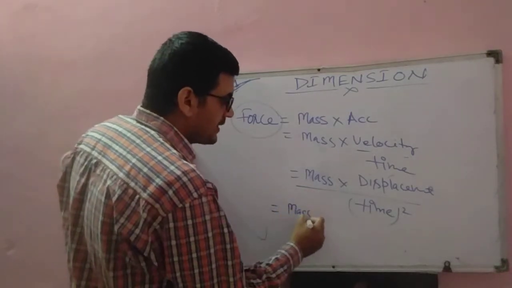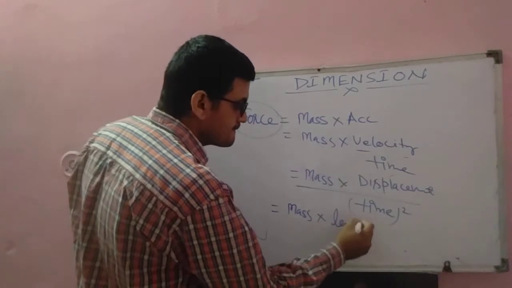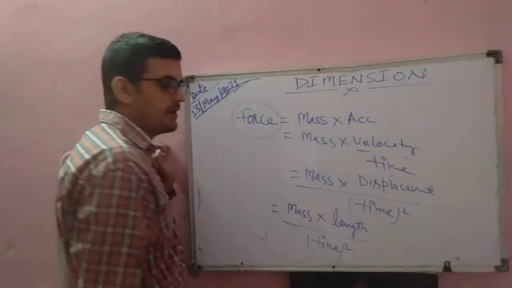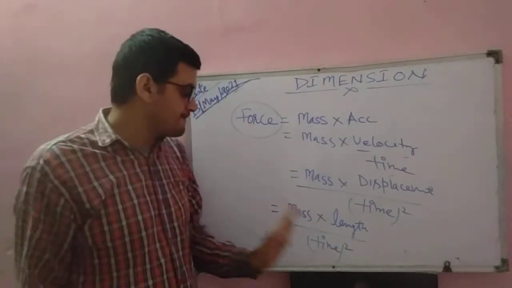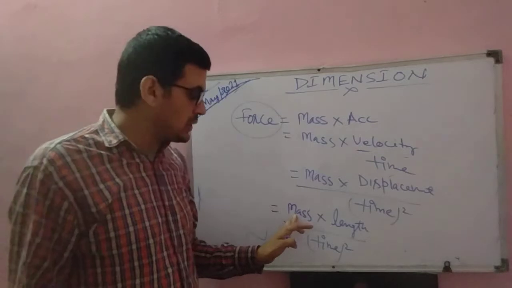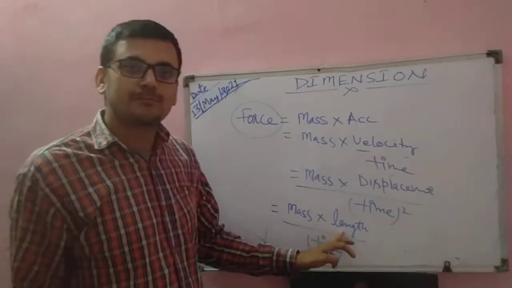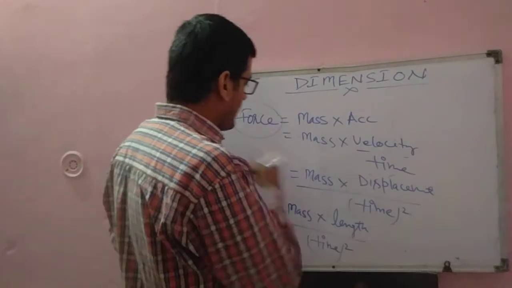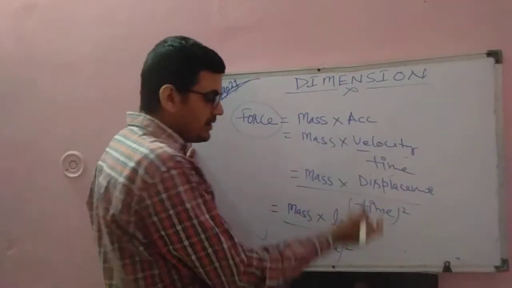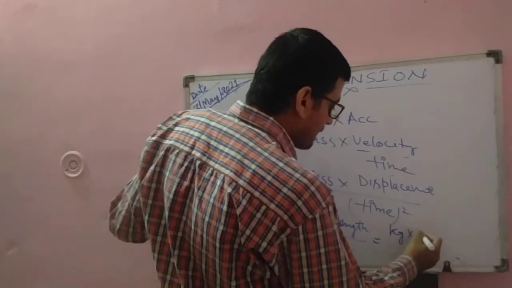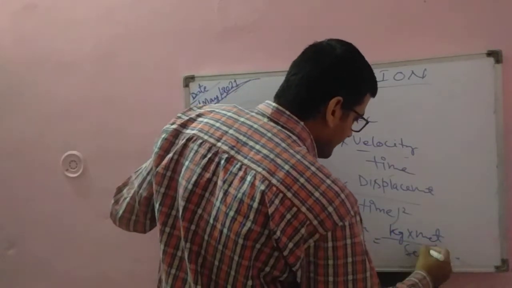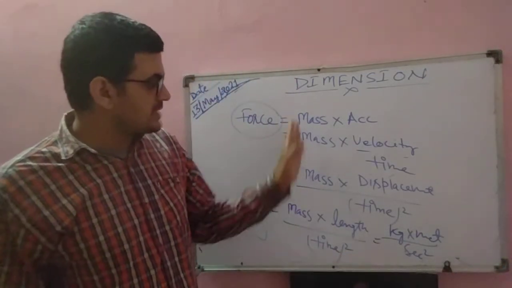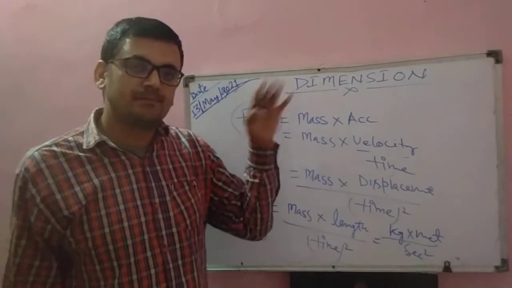Mass, what is displacement? Length upon time square. So students, you know the unit of mass is kilogram, the unit of length is meter, the unit of time is second. So the SI unit of force is Newton and 1 Newton is equal to kilogram meter per second square. I have explained this topic already in the last video.